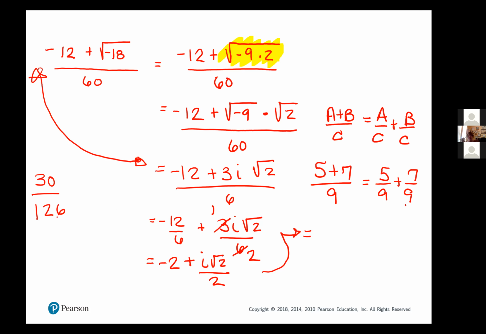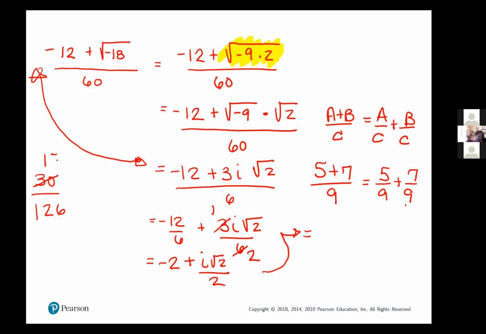Okay, so look at the 30 and the 126. Are there any common factors in 30 and 126? Actually, they might have another factor in common. I do know they have a factor of 2 in common, for sure, because I can divide 30 by 2 and I can divide 126 by 2. So I can cancel a 2.